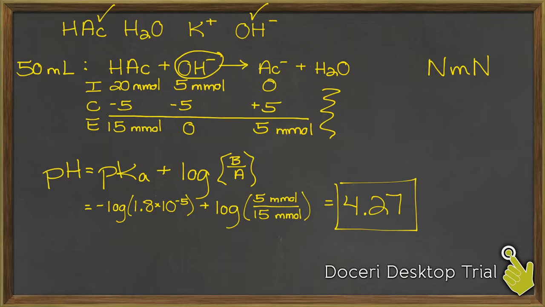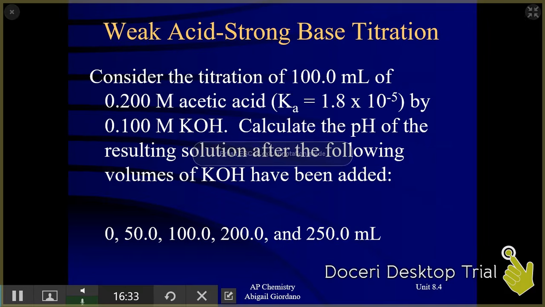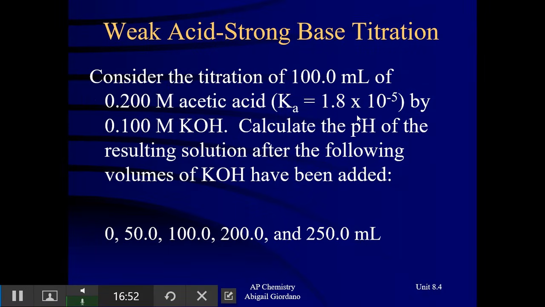So what I want you guys to do is try the next volume here. Now we're going to add 100 milliliters of base. I want you to try that next step on your own. The reaction is going to be the same. The amount of acid is going to be the same. The only thing that will change in your ICE table is the amount of base. Okay, but I want you guys to set this one up. Try doing this step on your own. Pause the video, see if you can do it. All right, let's see how you did.